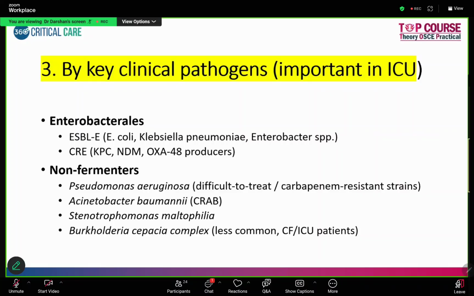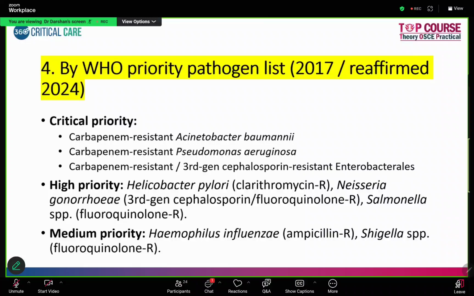Okay, so coming to the last type of classification, this is the WHO priority pathogen list. If you remember this, well and good, but this is a take home or a brownie point only for your practicals. Okay, so remember the critical priority. This list was actually released long ago in 2017 when we started noticing that most of the antibiotic pipeline is getting dried up.